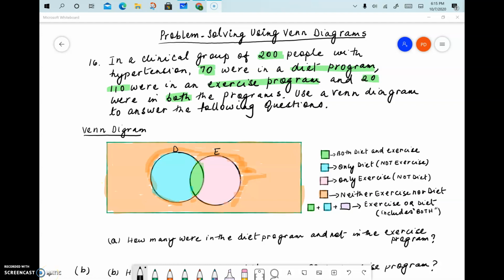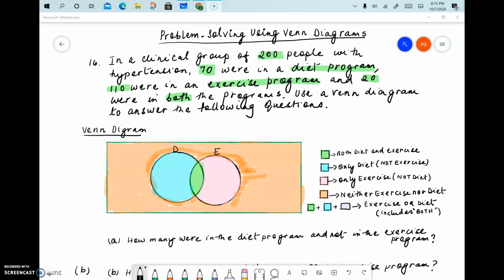We're going to solve this problem using a Venn diagram. So let's read the question. In a clinical group of 200 people with hypertension, 70 were in a diet program. So there's the diet program, 70 were in it. 110 were in an exercise program and 20 were in both the programs.